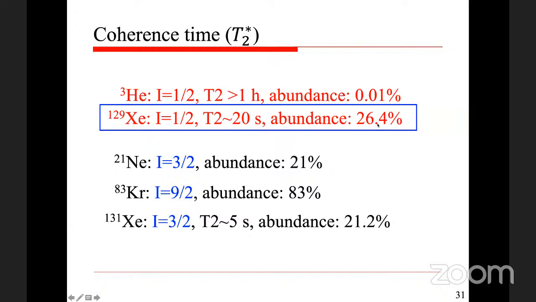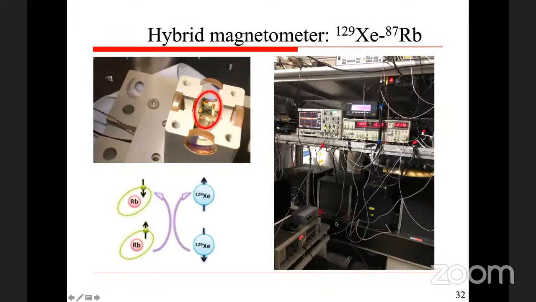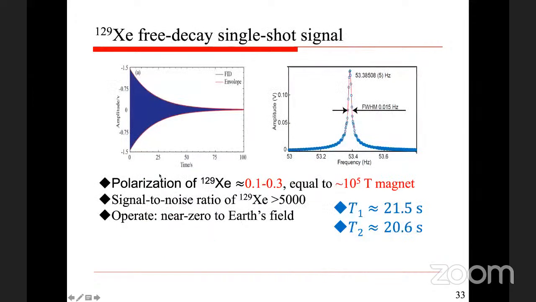So this is our setup. To polarize the xenon gas, we mix the xenon gas with rubidium-187 gas in the same Weber cell, and then the rubidium could be optically pumped, and then it can transfer to the xenon gas. So here is our experimental result.